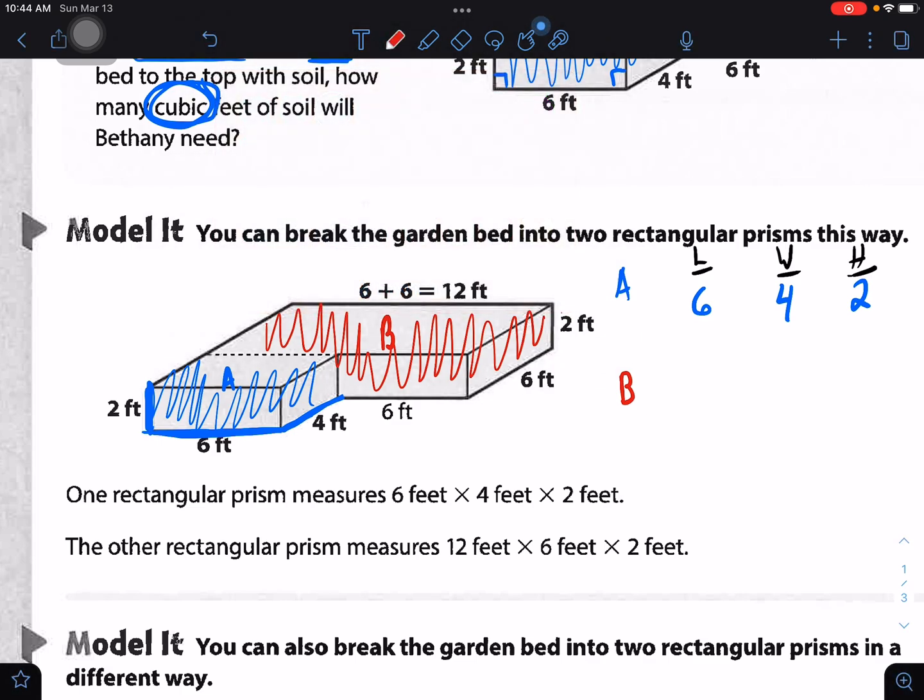I can see the length this time, part of it is 6, but if you notice, B goes all the way back here, right? So I need to make sure that if I'm cutting my shape this way, that I'm accounting that this is the entire length of the shape. So I have to take this 6 and add this 6 together to get our 12 feet of our length. Do you see where that 12 came from? Did you see what I just did there?